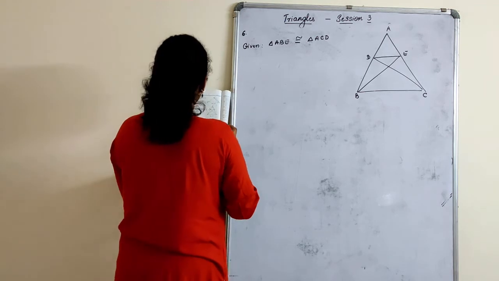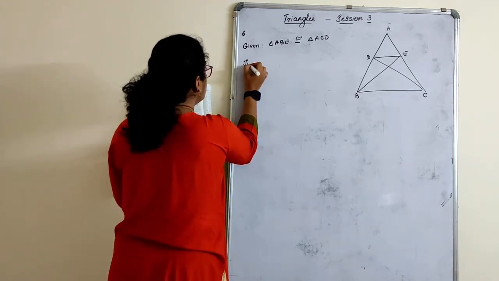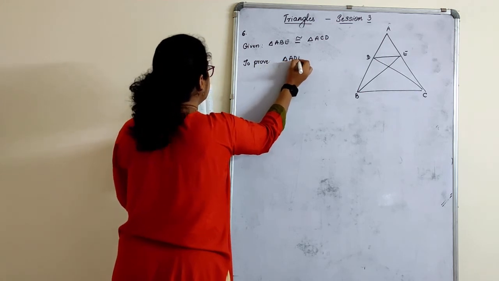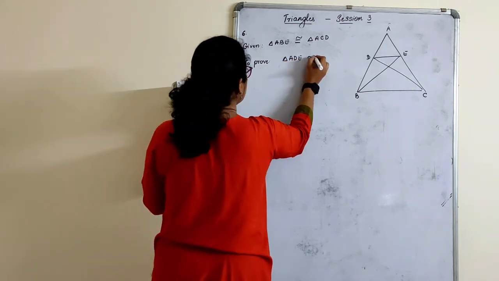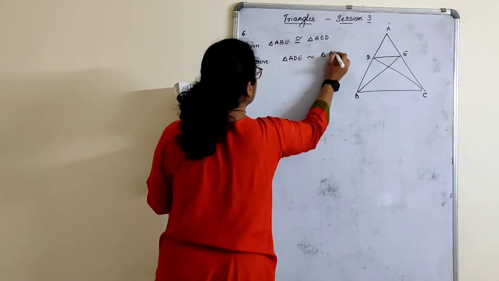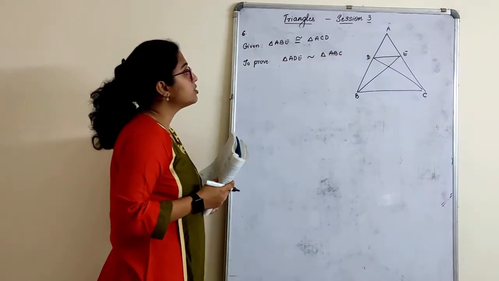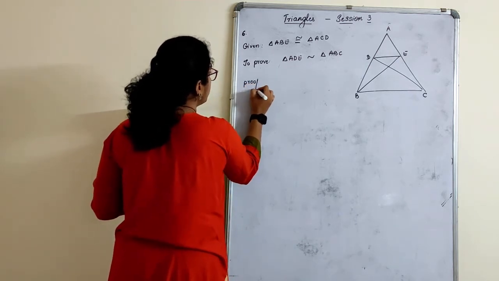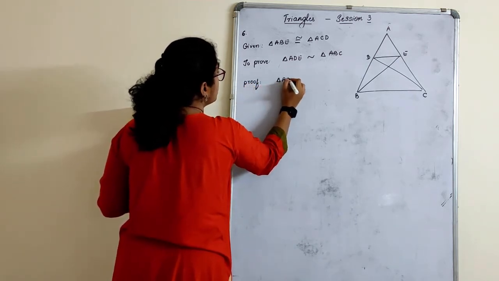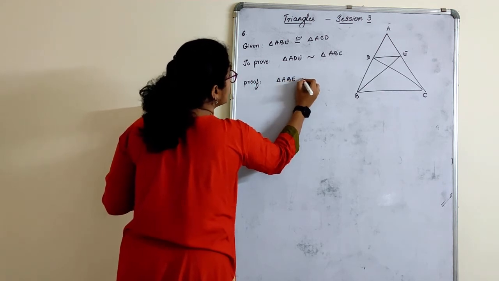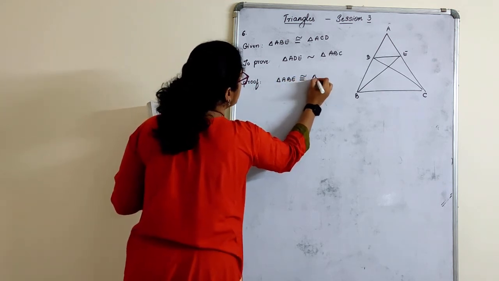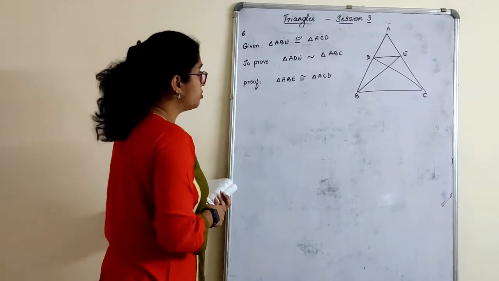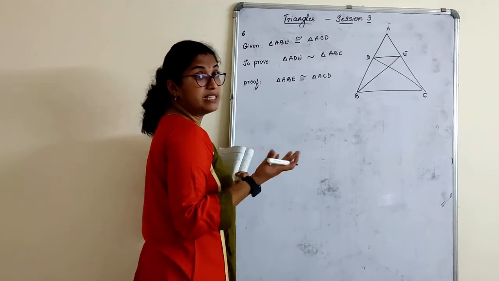Okay, what do we have to prove directly? To prove triangle ADE is similar to triangle ABC. These two are similar, we need to prove. We'll start with what they have given. Triangle ABE is equal and congruent to triangle ACD. Right? Now since they are equal and congruent, we need to write the CPCT part of it.